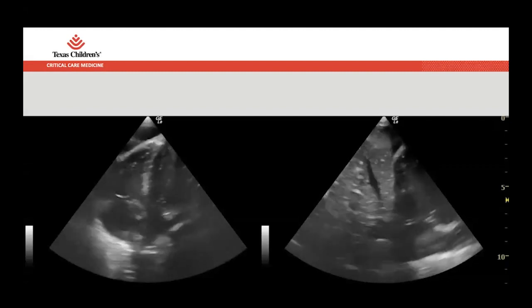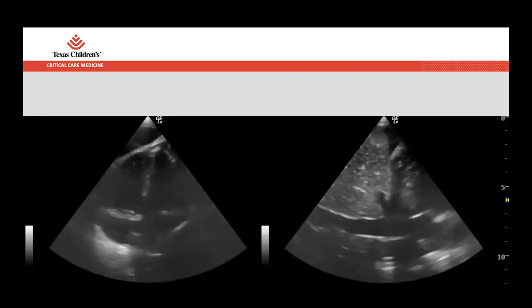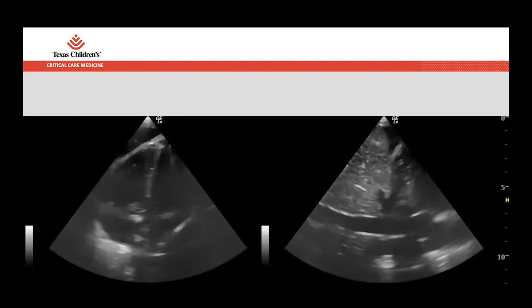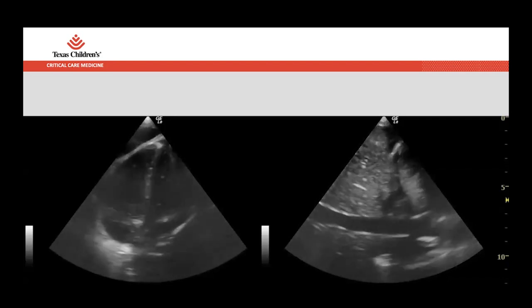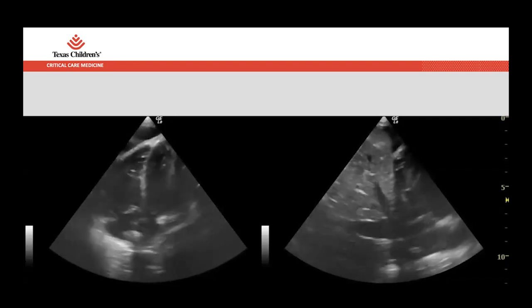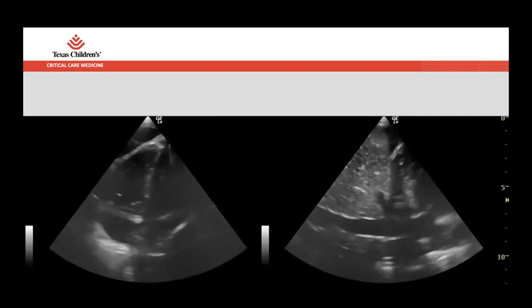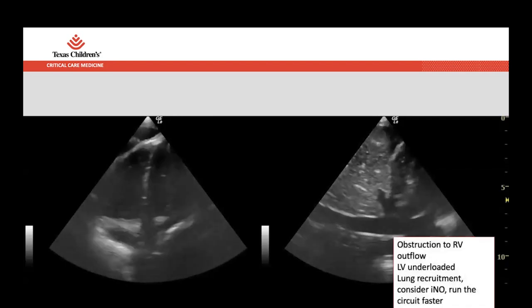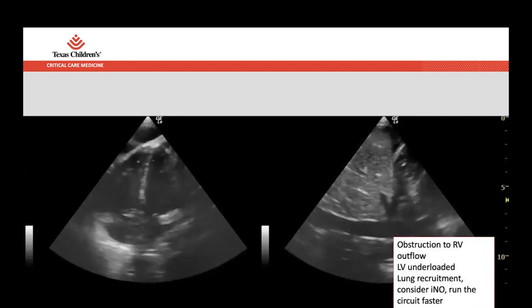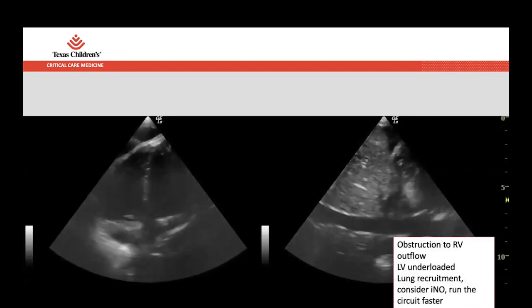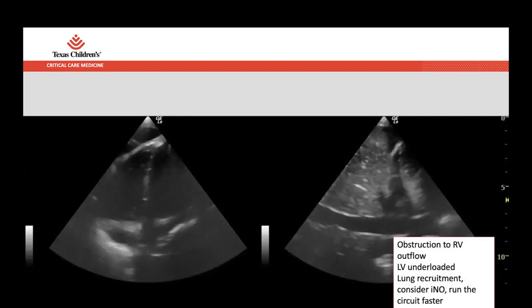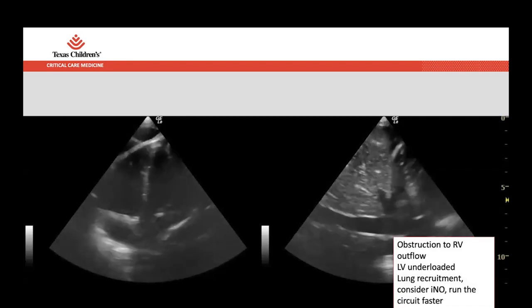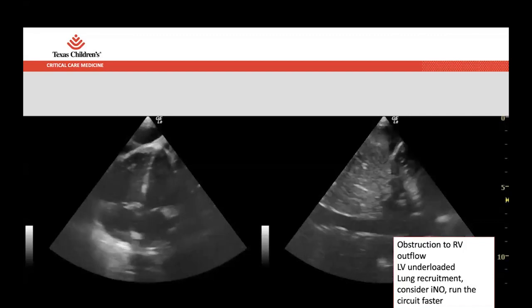Then it's like, well, the circuit probably should be run a little bit faster to help decompress the right and keep blood moving over to the left side, as long as it didn't overwhelm the LV. So what we did was we ran the circuit a little bit faster, considered lung recruitment to try to open up the lung more to reduce PVR, and considered the possibility of nitric oxide just to see if that might help, even though the sats were doing okay.